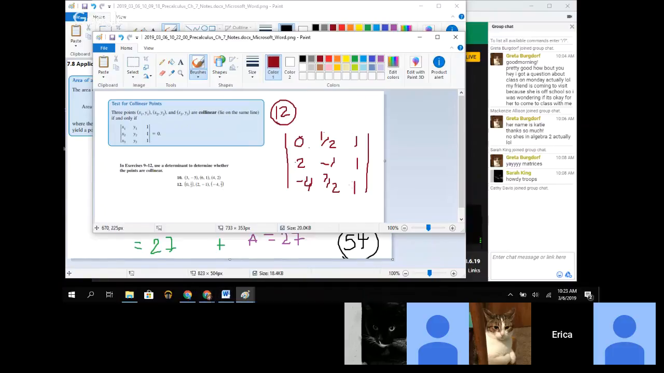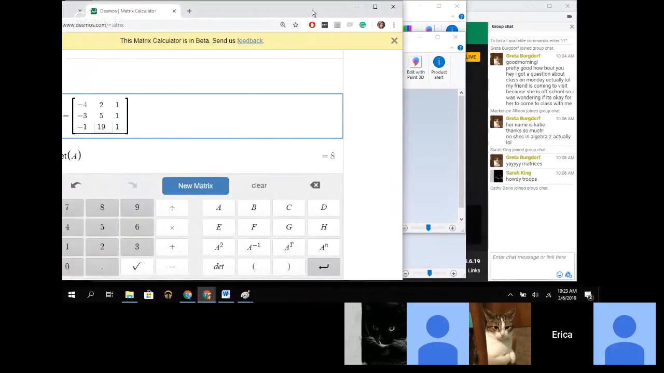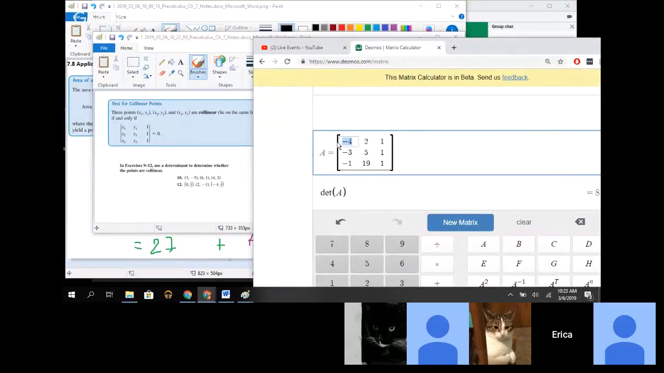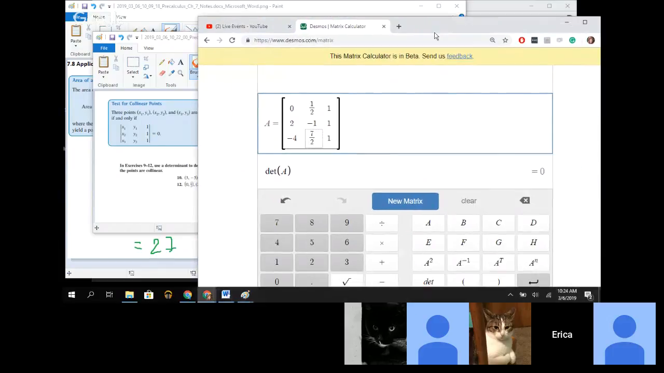If you would like to find the determinant by hand, you can do that. You could also use Desmos to do that if I can get them all in the same spot. So I've got 0, 1/2, 1, 2, -1, and -4, 7/2. Okay, so when I take the determinant of this matrix, it equals 0. So I could then say that these points are collinear.